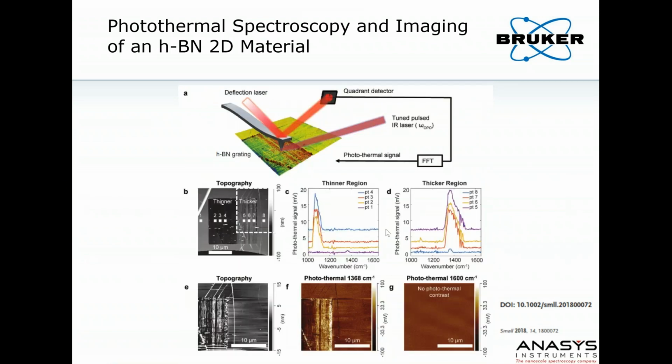So in this case, in the thinner regions, at different points in the sample, off the sample they don't get any signal, they get spectra of the silicon, and then when they move into the thicker regions they can see this band on the shoulder. And so if they do a photothermal image with the laser tuned to 1368 reciprocal centimeters, they light up the thicker layer of the boron hydrate, and if they move to a wave number where it doesn't absorb, you don't see the contrast. So it is possible to do photothermal IR spectroscopy and imaging on 2D materials with AFM-IR.